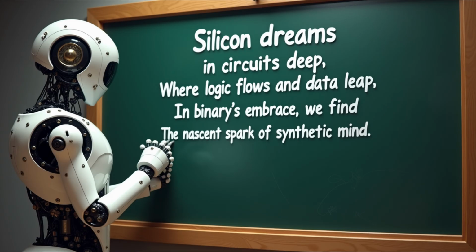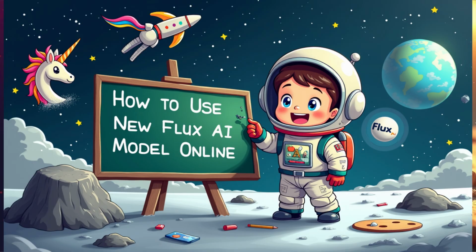Curious about its ability to handle complex text? I put it to the test and generated an image of a robot holding chalk, staring at a blackboard that reads the following poem. Silicon dreams in circuits deep, where logic flows and data leap, in binary's embrace, we find the nascent spark of synthetic mind. Finally, I thought I'd try generating a thumbnail. While it wasn't perfect, it was good for the time being. I'm confident that with future advancements, Flux AI will only get better at thumbnail generation.